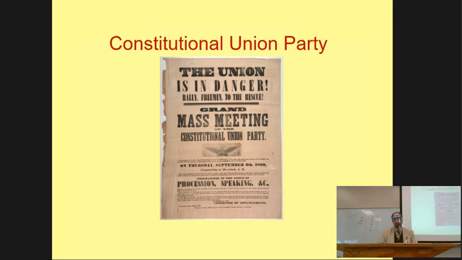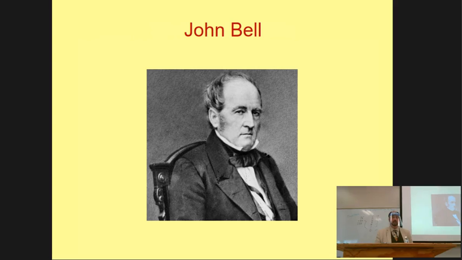And so they formed a new party they called the Constitutional Union Party, again, hoping to hold the Union together, as they put it, under the rules of the Constitution, which protected slavery without ever actually mentioning the word slavery. And this Constitutional Union Party chose John Bell from Tennessee to run for the presidency for their party.